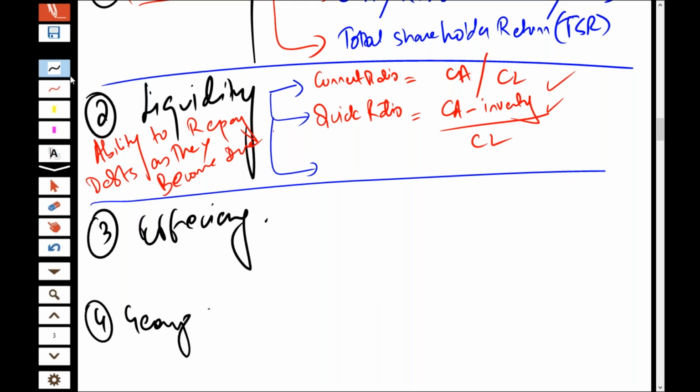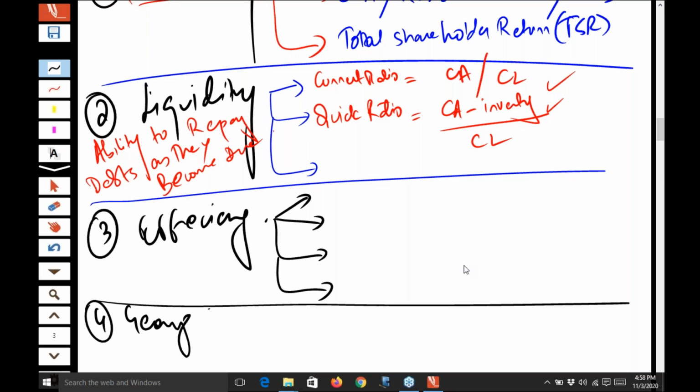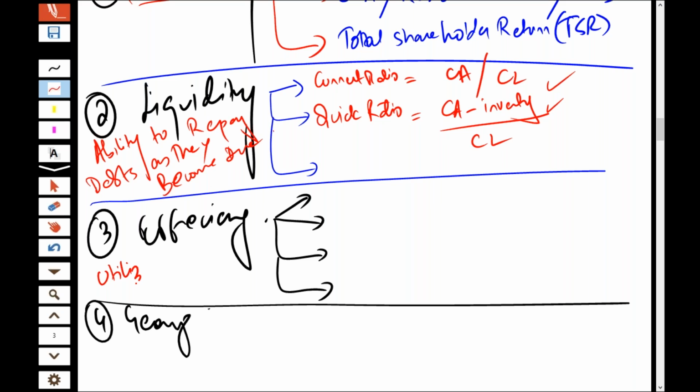Okay, now, what next is there? Let's talk about the efficiency ratios. Now, can you people guide me? What do we mean by efficiency ratios? What could be the different types of efficiency ratios that we can go for? Okay, so efficiency ratios are also termed as utilization of resources ratios. What could be the different efficiency ratios?